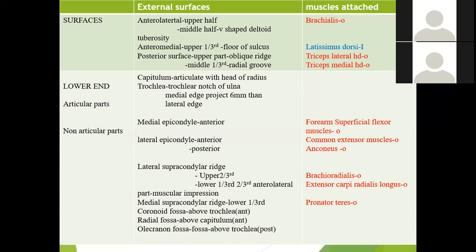Next we are coming to the medial supracondylar ridge. The medial supracondylar ridge gives origin to a single muscle called pronator teres, originating from the lower one-third. You can see in this tabular column that whatever muscles are attached at the lower end, all of them are originating; no muscle is inserted there. Next we are coming to the fossae. At the fossae, bone is directly attached, so there is no muscle attachment.